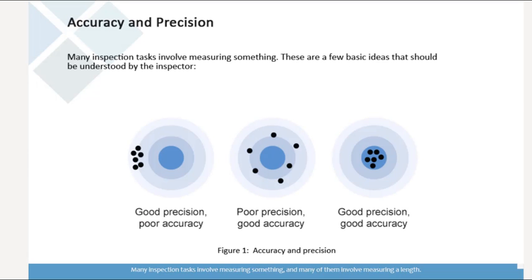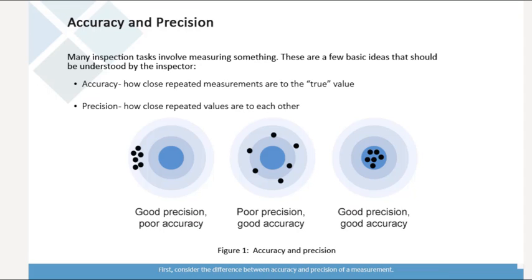Many inspection tasks involve measuring something, and many of them involve measuring a length. This may be the size of a fillet weld, the width of a gap, or the distortion in a welded product. Regardless of the type of measurement, there are a few basic ideas that should be understood by the inspector.